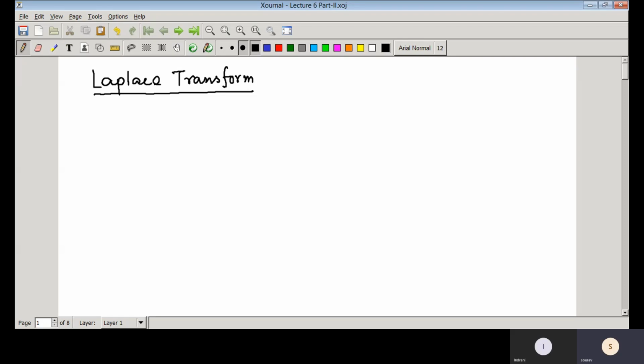This is lecture 6 part 2. So in part 1 we have discussed Laplace transform and we have solved some problems, and also we have discussed the dominating poles. Now we'll solve some more problems.